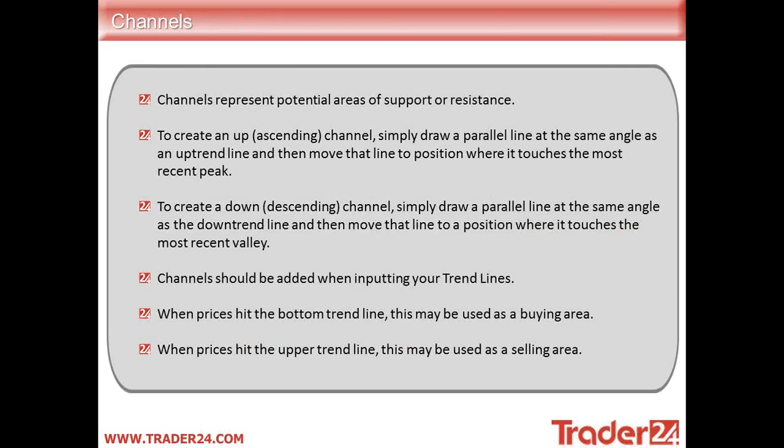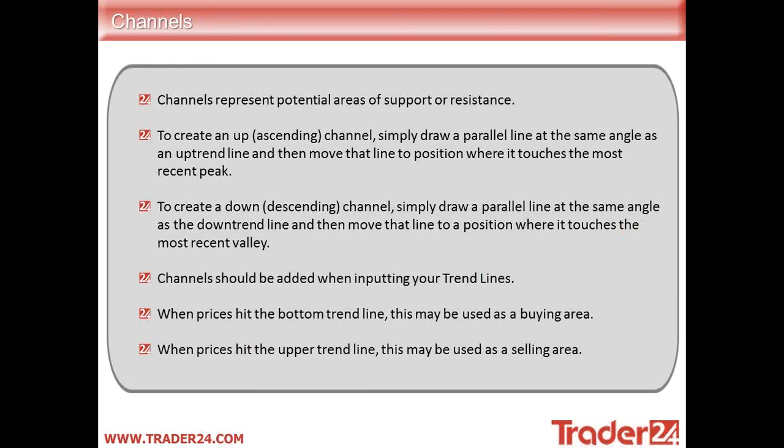Okay, something that I want to talk about here is channels. Channels represent potential areas of support or resistance. To create an up channel or ascending channel, simply draw a parallel line at the same angle as an uptrend line, and then move that line to a position where it touches the most recent peak. Conversely, to create a down channel, we'll do pretty much the opposite here. We'll draw a parallel line at the same angle as the downtrend line, and move that line to a position where it touches the most recent value. Okay, so the point's down at the bottom here. Now I've got a screenshot on the next slide of what these things will look like. But channels should be added when inputting your trend lines.